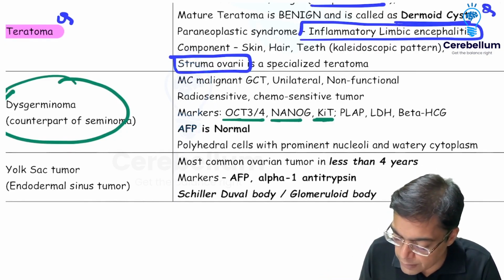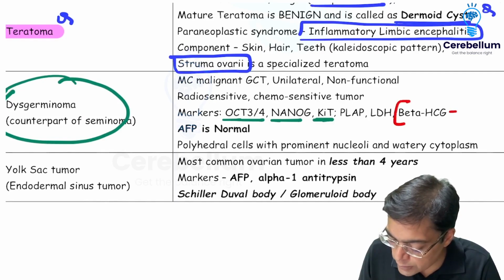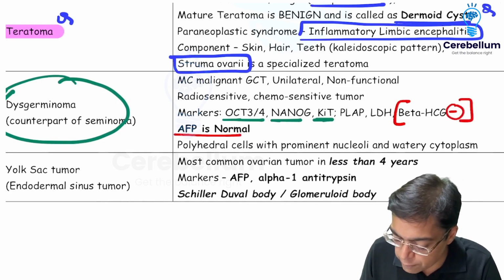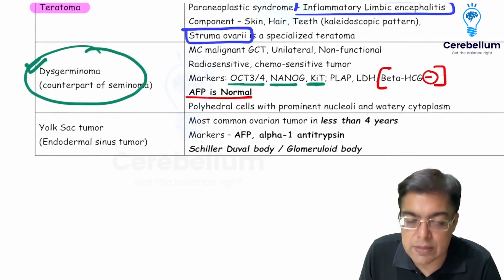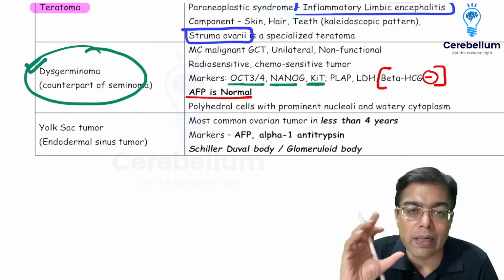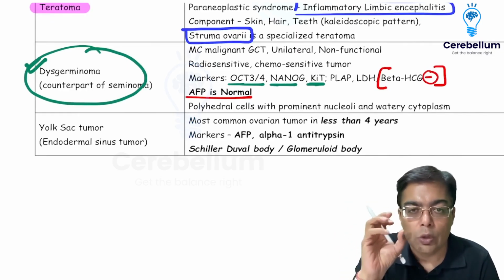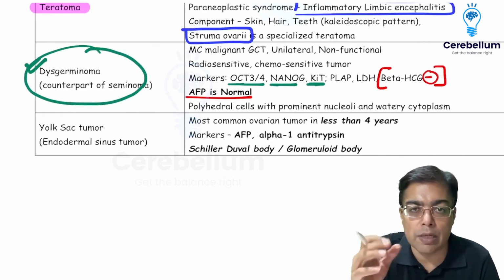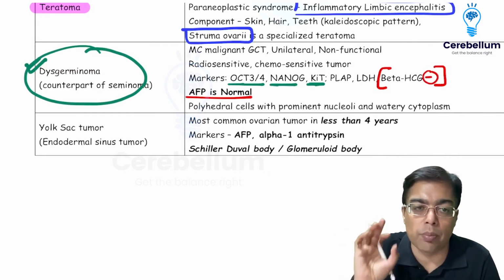Of course, you need to remember the fact that beta HCG is going to be negative. That is not going to be seen. I mean, that is going to be normal, and AFP is going to be normal so far as this kind of tumor is concerned. At a microscopic level, you will have sheets of cells termed polyhedral cells. They will have a good amount of cytoplasm, watery cytoplasm, sheets of cells, watery cytoplasm, and prominent nuclei.